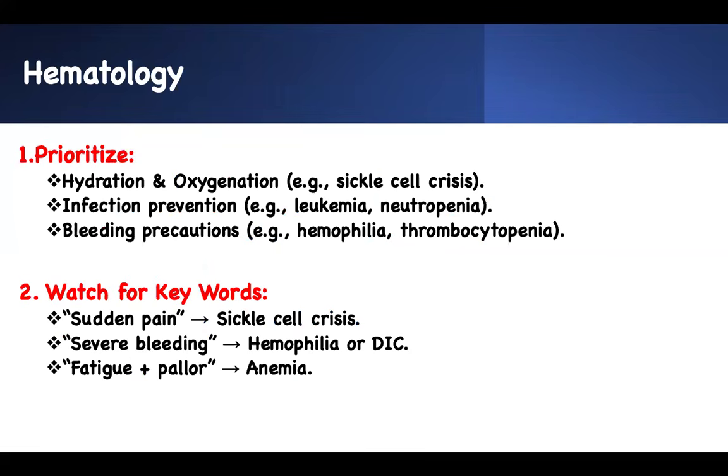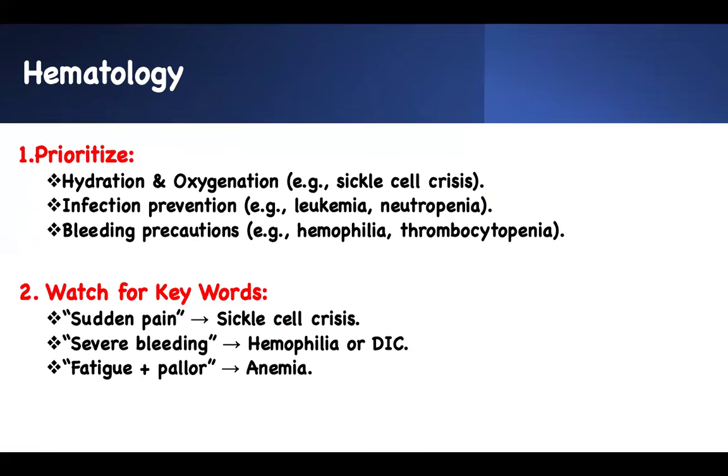First thing, how do you answer questions on hematology? Number one, you have to prioritize based on the condition that they give you. Remember, the prioritization doesn't mean that when you see your question, you're going to look for sickle cell, leukemia. No, I mean based on the diagnosis of the patient, there are certain things you should prioritize. For a sickle cell patient, you should prioritize what? Hydration and oxygenation. For leukemia, somebody who is neutropenic, make sure you're preventing infection. That's prioritization to take care of that patient.